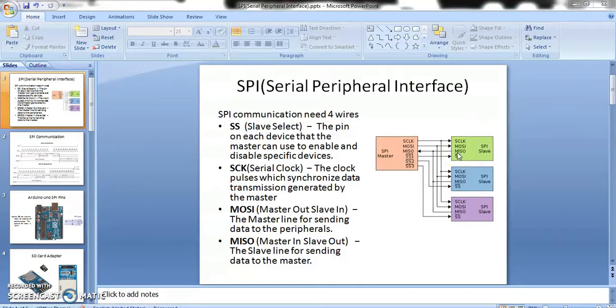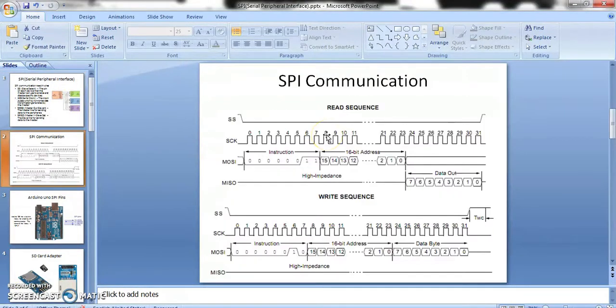Let's go into more detail about how data is transferred in the SPI communication system. There are mainly two things that the master wants to do with a slave. That is, the master wants to read some data from the slave, or the master wants to write some data to the slave.